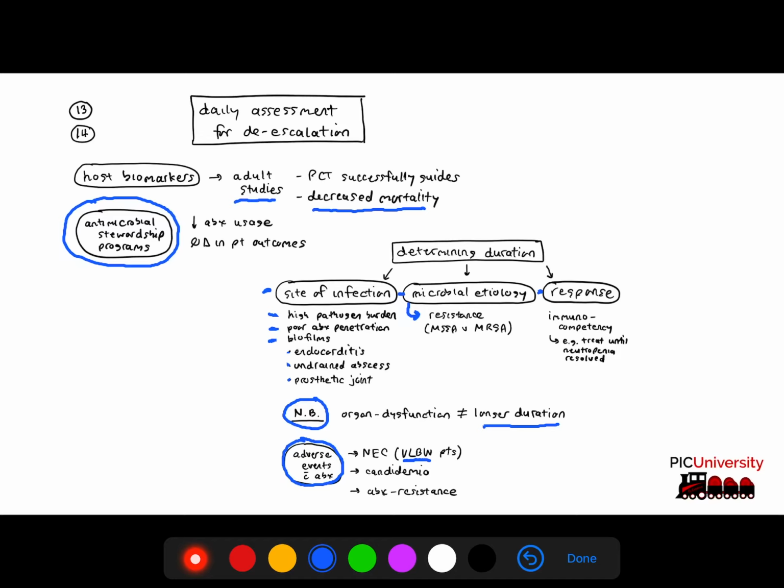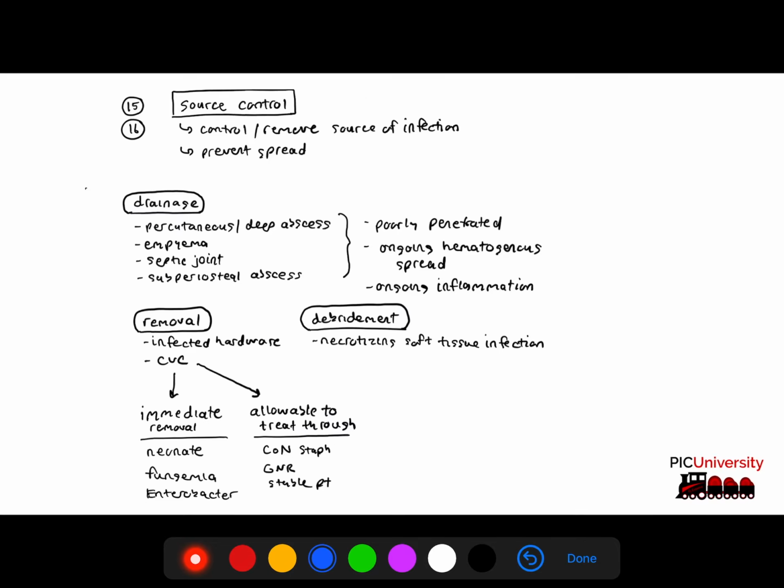Those patients are more susceptible to NEC. Hospitalized pediatric patients who undergo unnecessarily long antibiotic courses are also susceptible to fungal infections. And then, of course, globally, we worry about the development of antibiotic resistance.